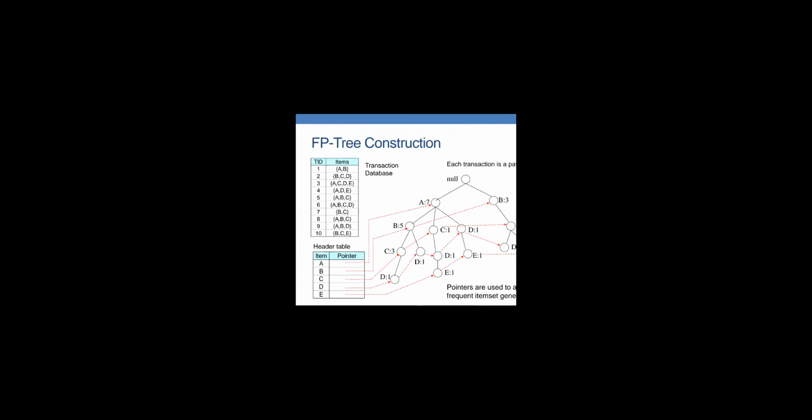So this is the way you finally construct the FP tree after 10 transactions. Easily you can draw it here. First one is AB, second transaction BCD, third transaction ACDE, fourth transaction is ADE, fifth is ABC, sixth is ABCD, seventh is BC, eighth is ABC, ninth is ABD, and 10th is BC. So whichever item you start with, from that place you only have to consider here.